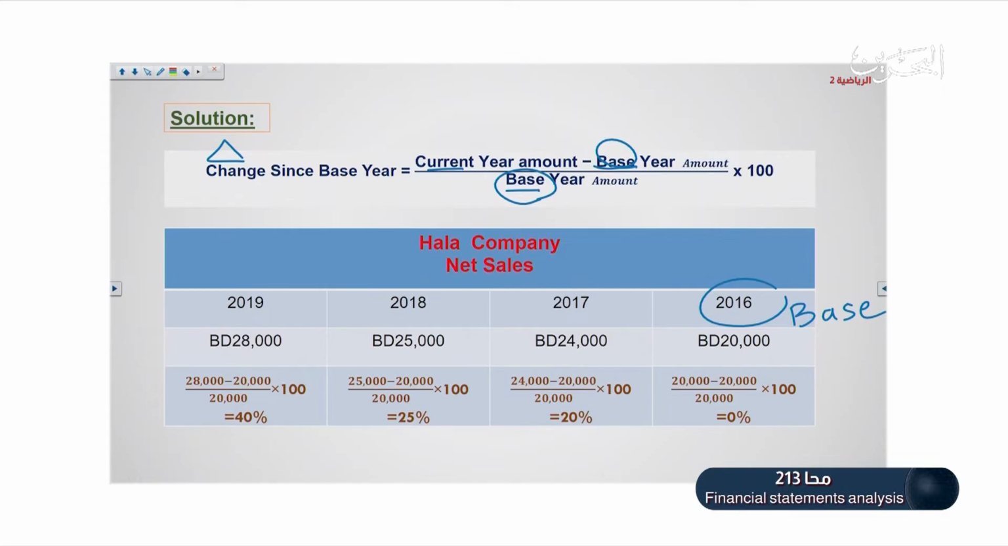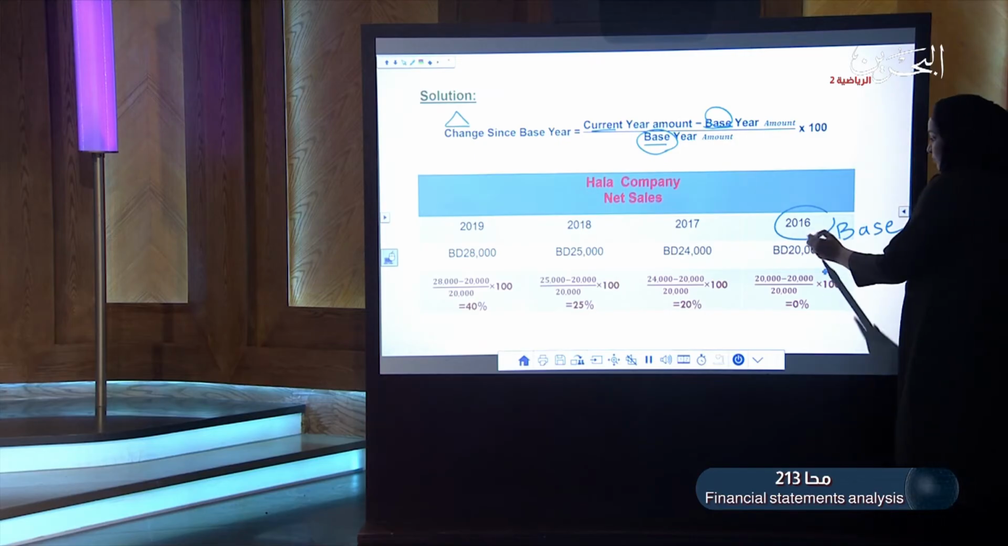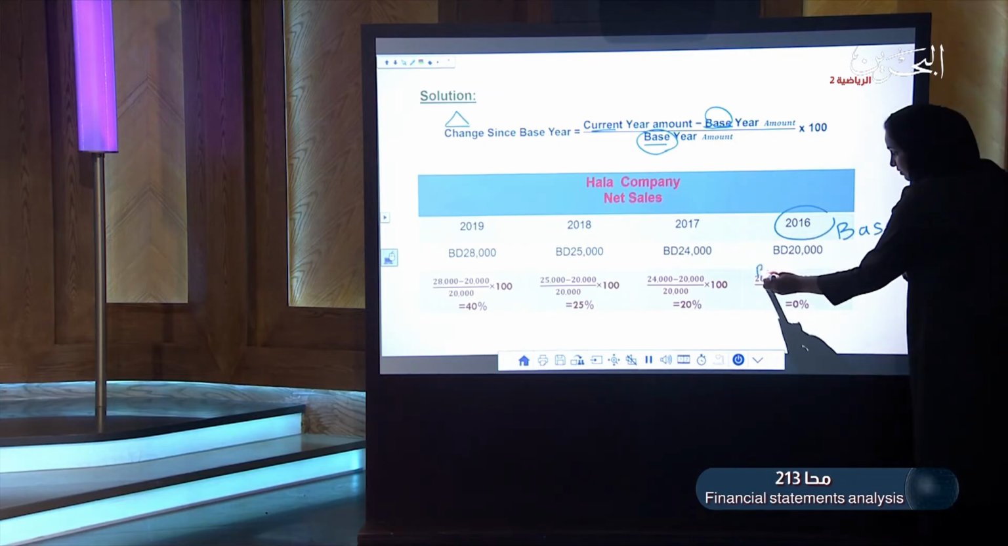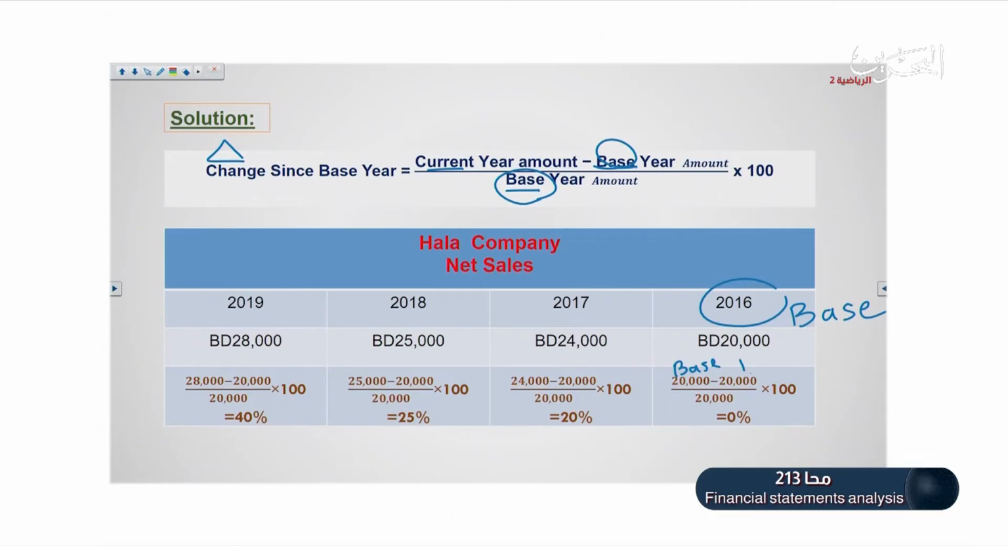We have 20,000 BD. Let's apply the formula. We have 20,000 minus 20,000 over 20,000, because we don't have current, so we use base for the same year, minus base over base. Multiply by 100, it will equal 0%. So for the base year, there is no current year. All numbers will be the same.